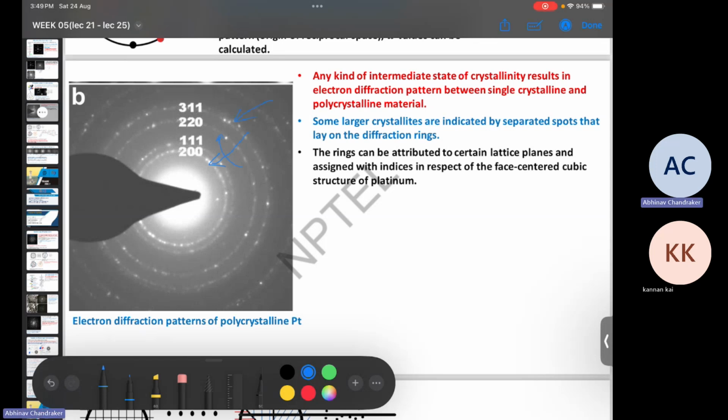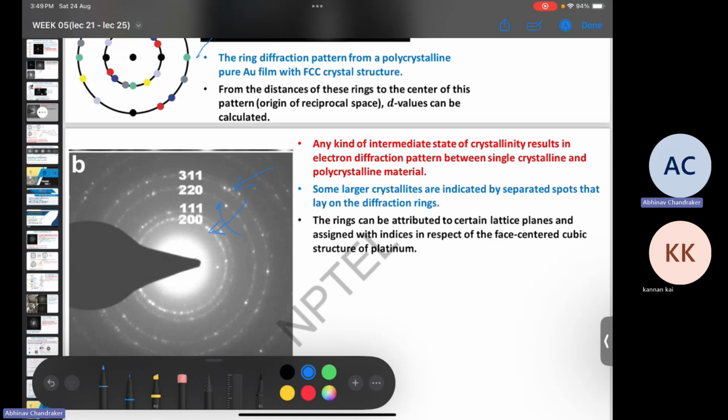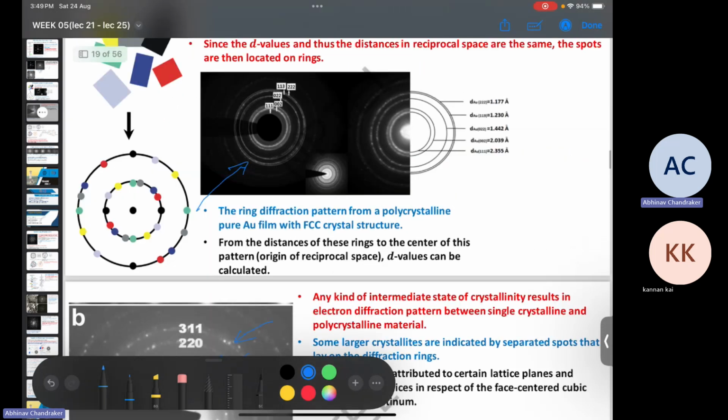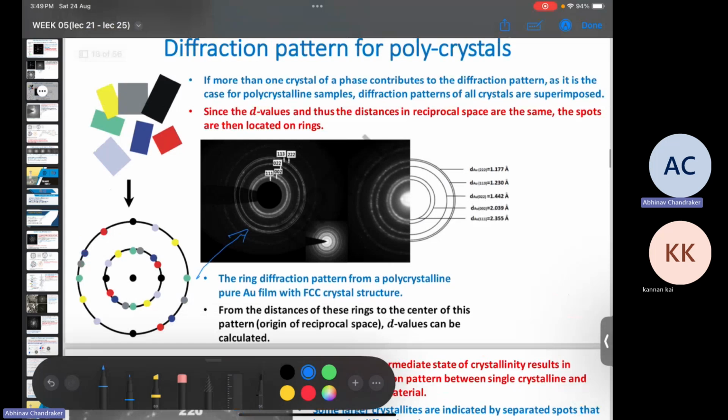But because you have different crystals, the points on the ring will all be situated on a circle. Each of these rings will have a radius which will be proportional to 1 by small d, where d is the interplanar spacing of the lattice plane due to which these rings are forming. So for each diffracting plane, we'll have one ring.